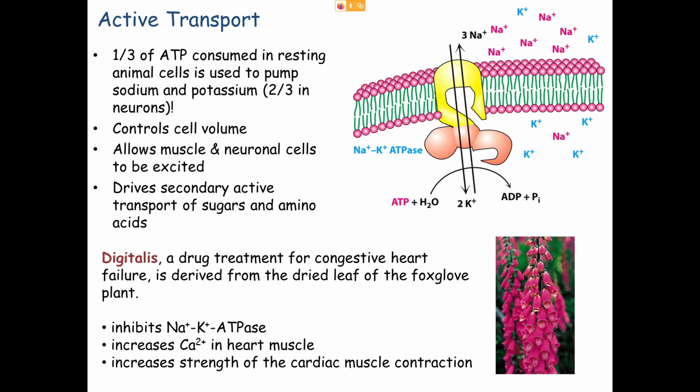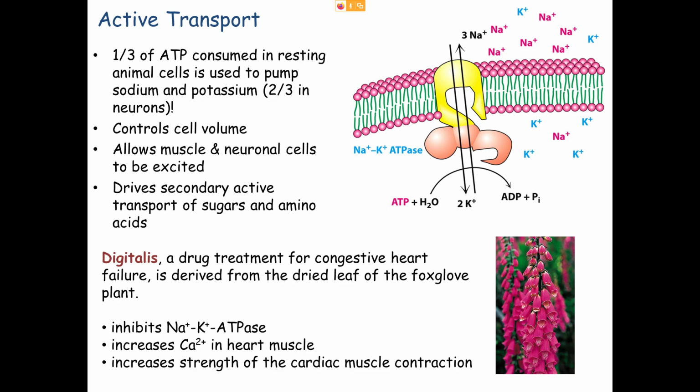Right? So the cell maintains this by using this pump, and about 1/3 of ATP in a resting cell is used to maintain these gradients, because we're going to use the sodium and potassium gradients created by this to power other things in our secondary transports. So the 1/3 of the ATP consumed in a cell is just to maintain this gradient. And if you look at a neuron, about 65-66%, or 2/3, is used to maintain this gradient, because neurons are very sensitive to their electrical potentials, and that's how they function.